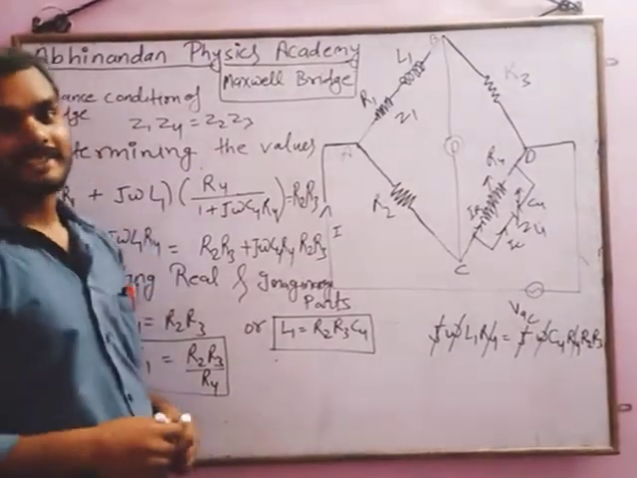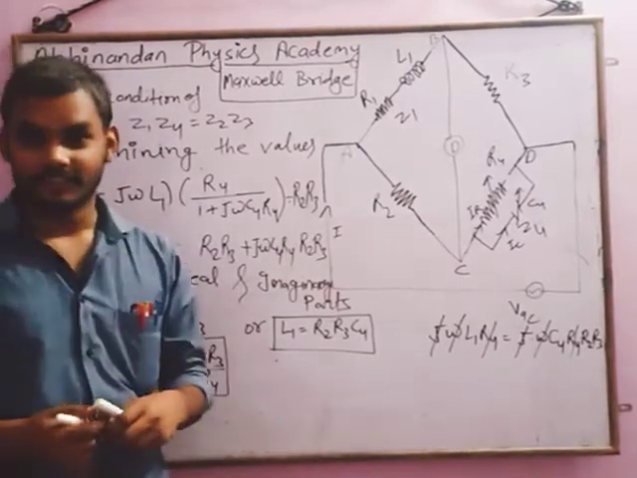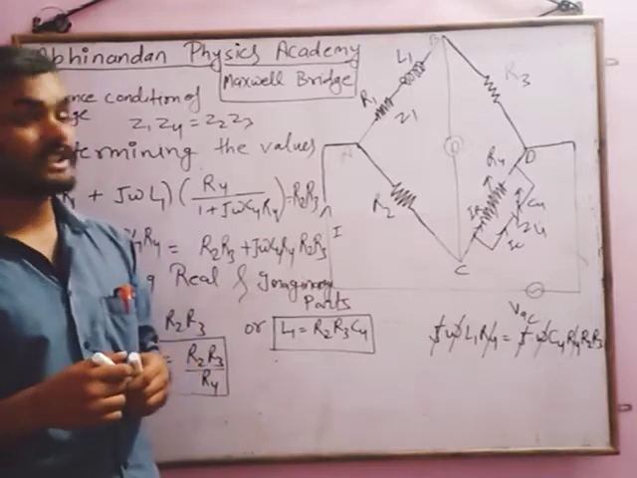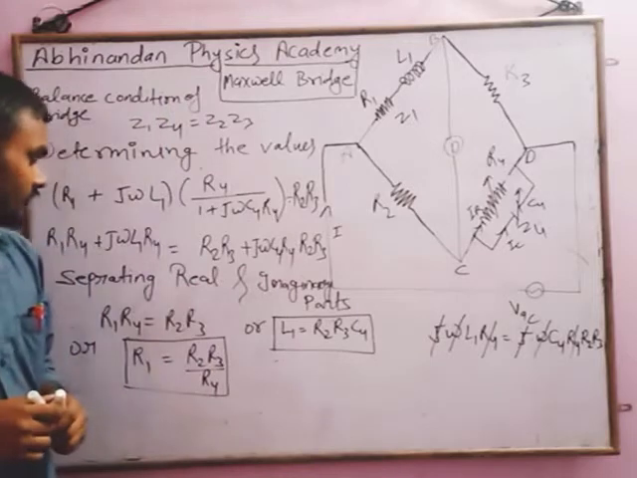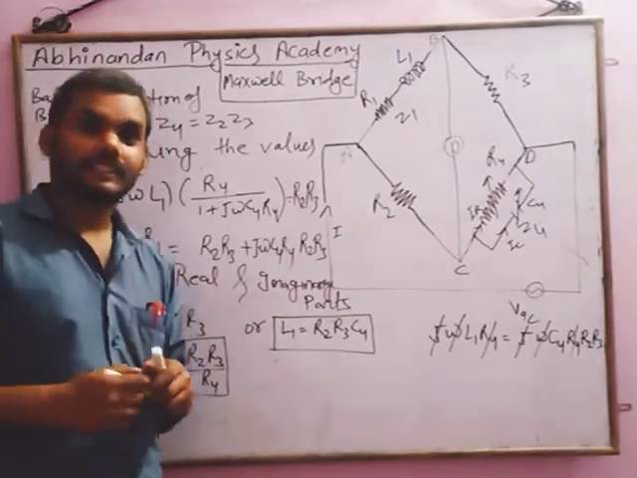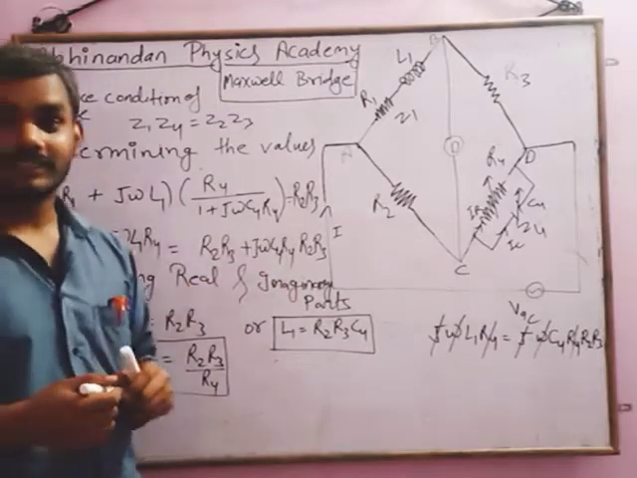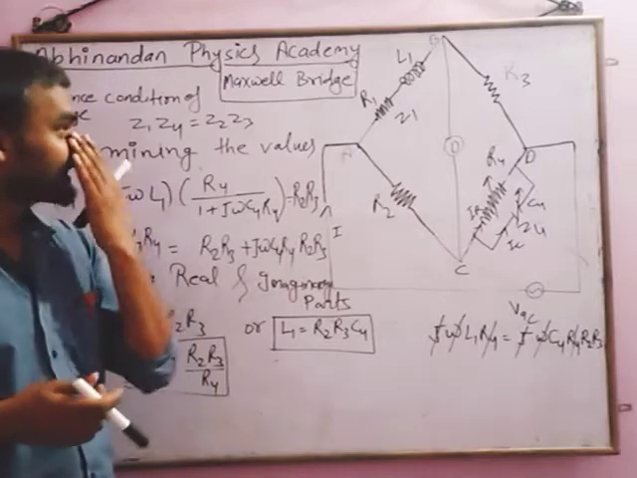Good evening. Today we are going to discuss the Maxwell bridge. Some of my students asked me how we can find an unknown resistance R1 if three resistances are known and one is unknown. So let's discuss this topic.